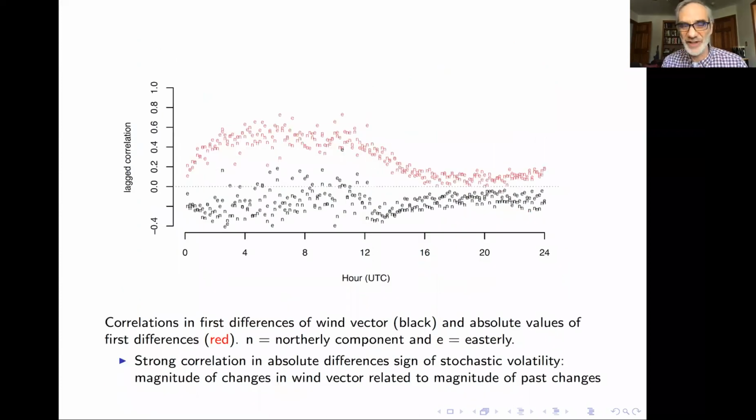And what these are, are correlations of first differences. So N's are northerly and E's are easterly. The black points are the correlations of the first differences.